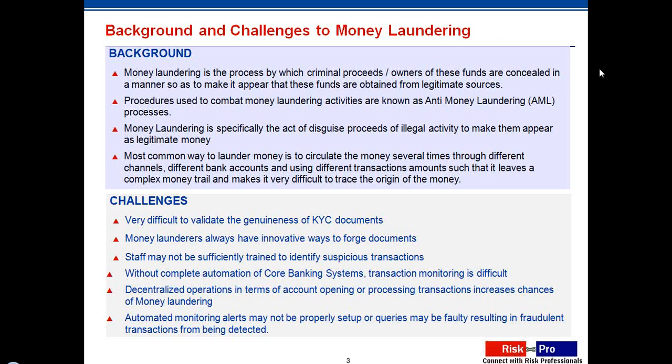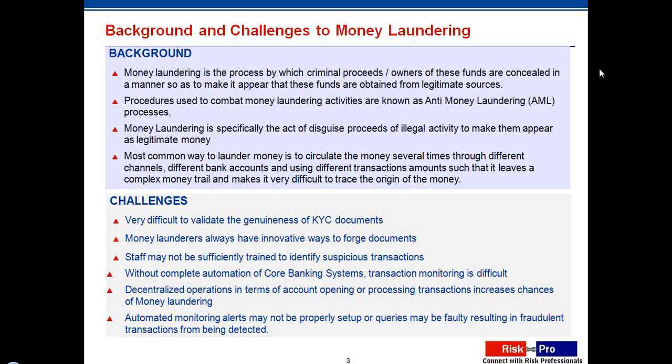Without complete automation of core banking systems, transaction monitoring is difficult. As more automation takes place, you are able to monitor transactions on a real-time basis and identify whether it is a potentially suspicious transaction or not. But until there is complete automation in other sectors, such as the insurance industry or the brokerage industry, there could be potential challenges in validating transactions in real time.